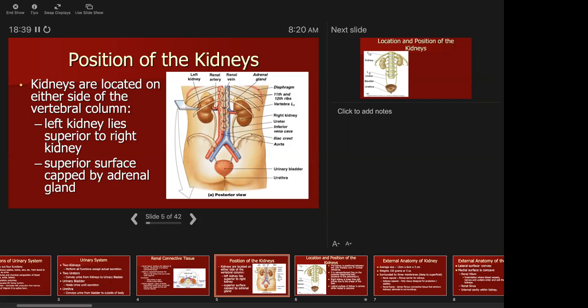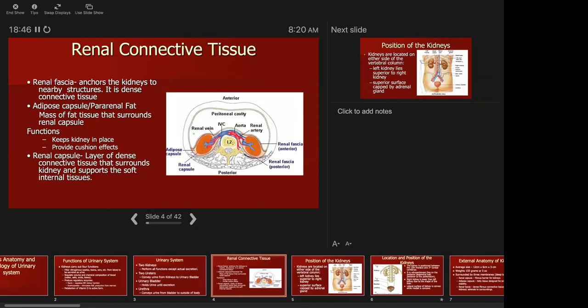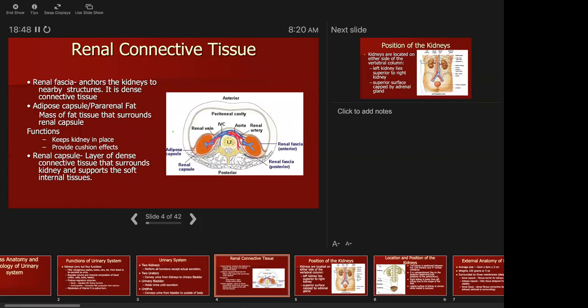So that's it. Those are the structures covering the kidney. Okay, so let's move on. I've told you this one now: renal capsule, adipose tissue, and renal fascia here. Okay, so this one is anterior abdominal.